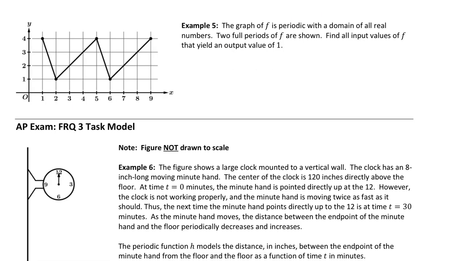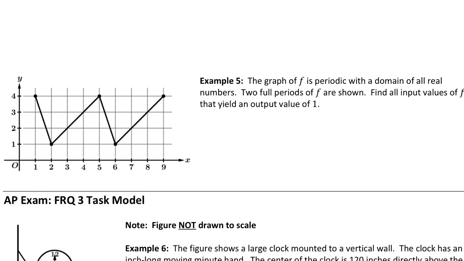All right, on back we go. Example 5 says the graph of f is periodic with a domain of all real numbers, which means that this graph really should extend from negative infinity to positive infinity, but we only took a little chunk of it. We have 2 full periods shown on the graph. We want to find all input values that yield an output value of 1. So I want to know all of the solutions to the equation when the graph is equal to 1. Well, here's where the graph is equal to 1. Just visually based on the 2 periods that we see, what are the input values where this is equal to 1?